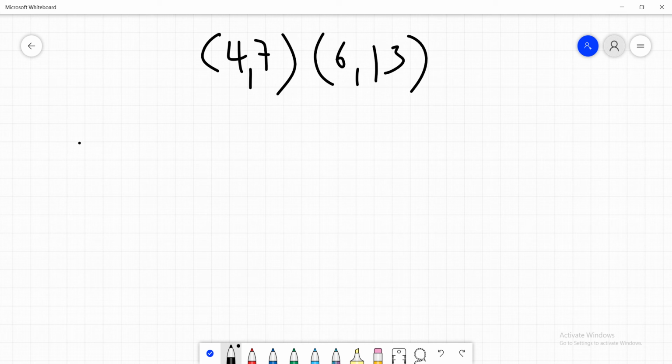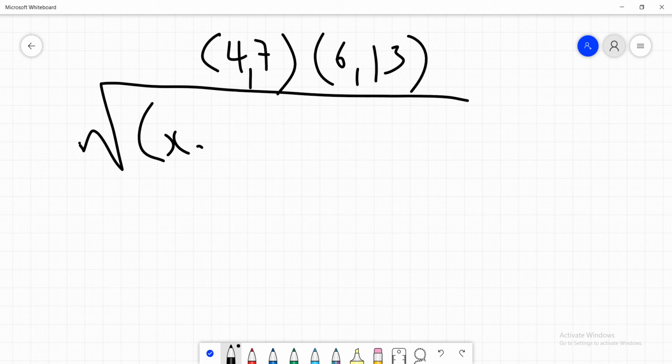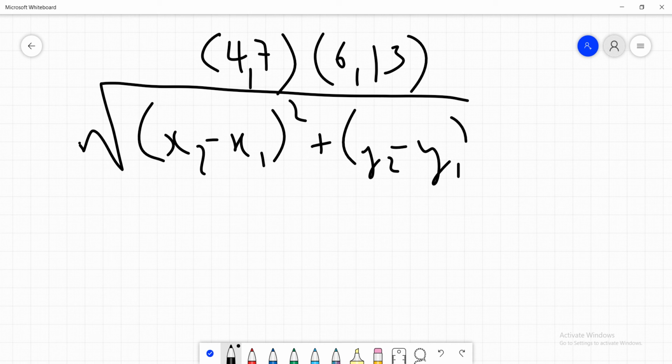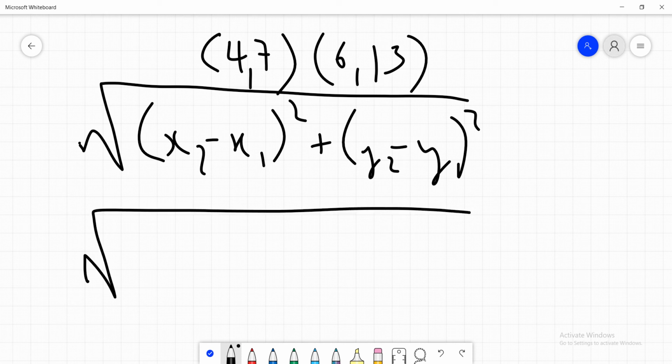Okay, let's just do the distance formula. So again, it's (x2 minus x1) whole squared plus (y2 minus y1) whole squared. And it doesn't matter in which order you put them because of the commutative property of addition. So let's just do this. It's the whole root of 13 minus 7, or not 13 minus 7, my bad, 6 minus 4. I mean, it doesn't matter what order you do it in.